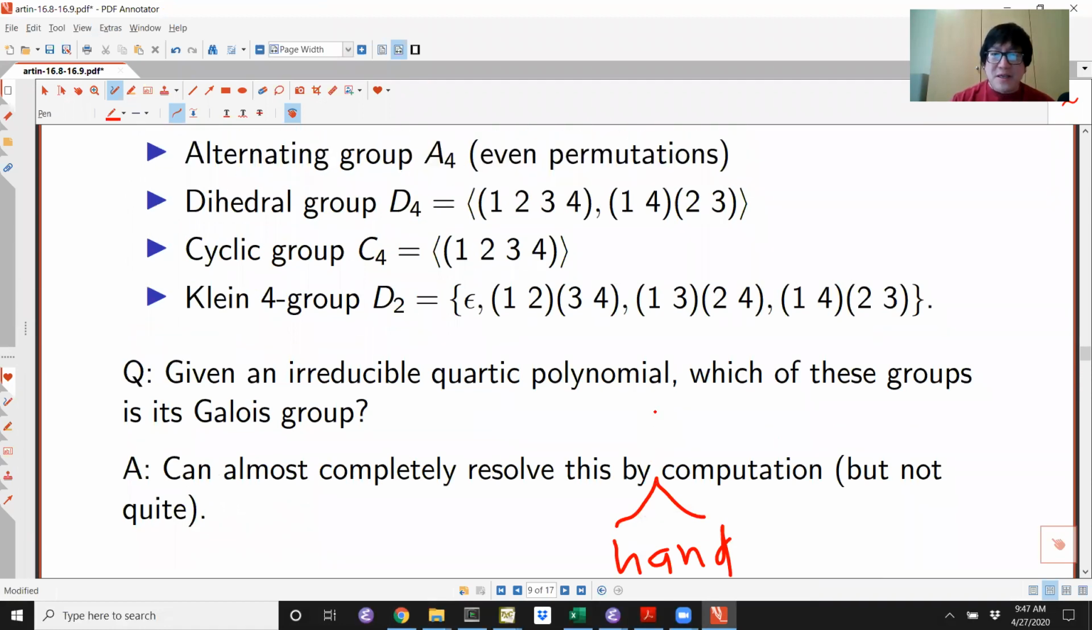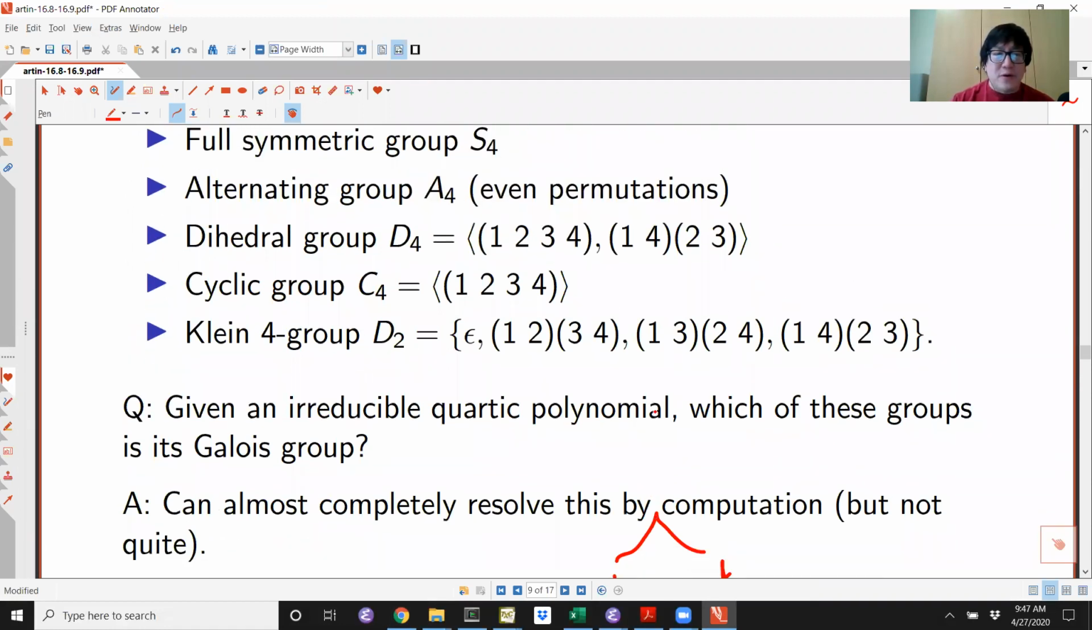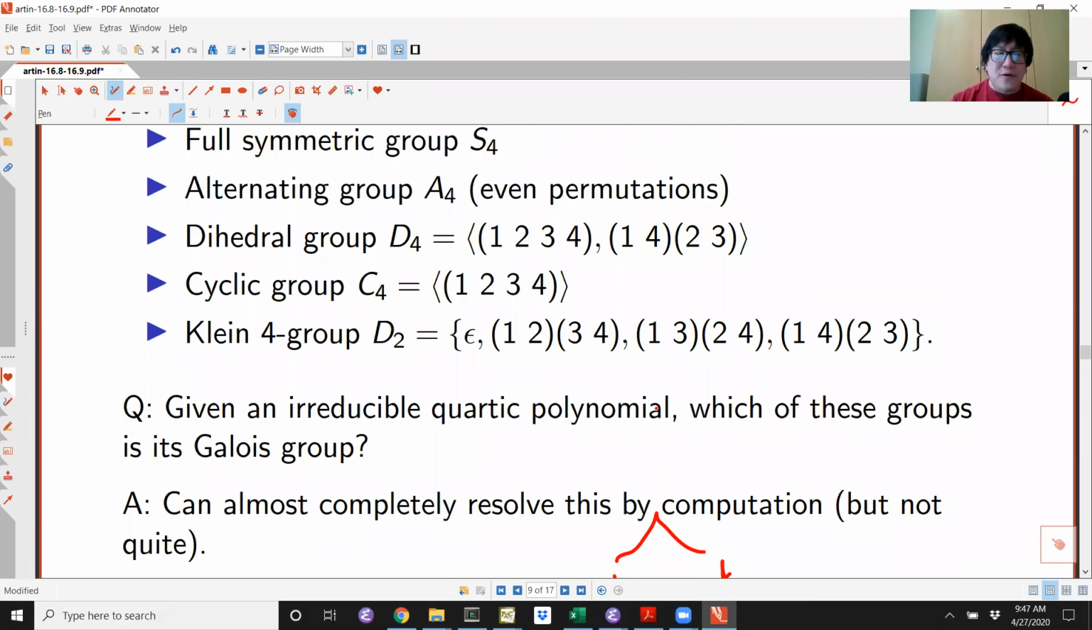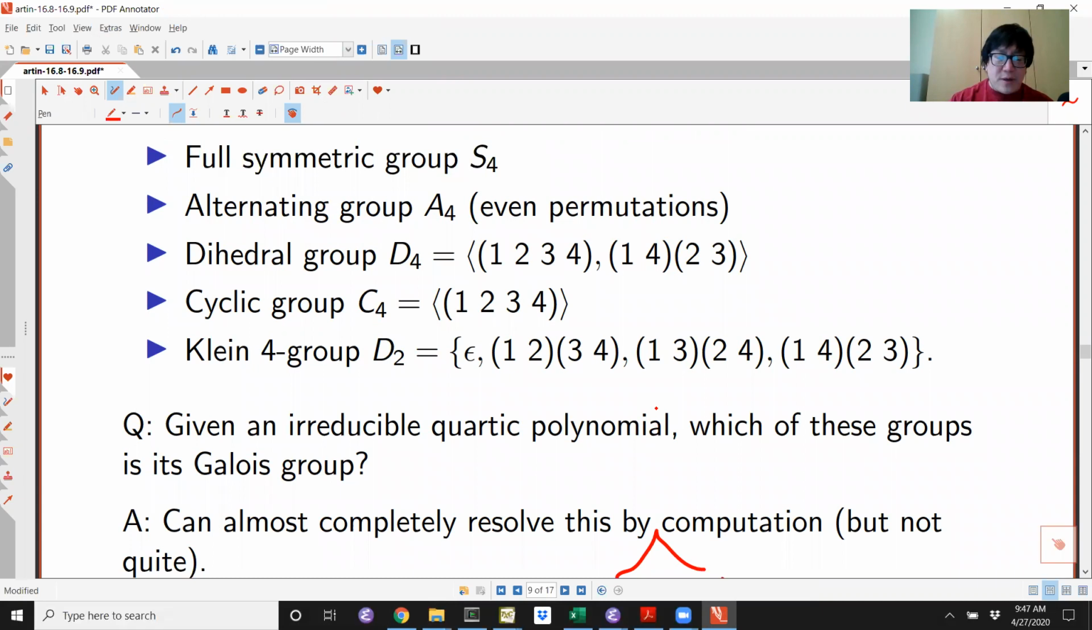Anyway, as we'll see momentarily, I think probably by Wednesday, you can almost resolve this by hand computation, but not quite. There's one ambiguous case. But at least, is everybody good with the five? Everybody's clear on the five suspects: symmetric, alternating, dihedral, cyclic, and our newcomer, the Klein 4 group.